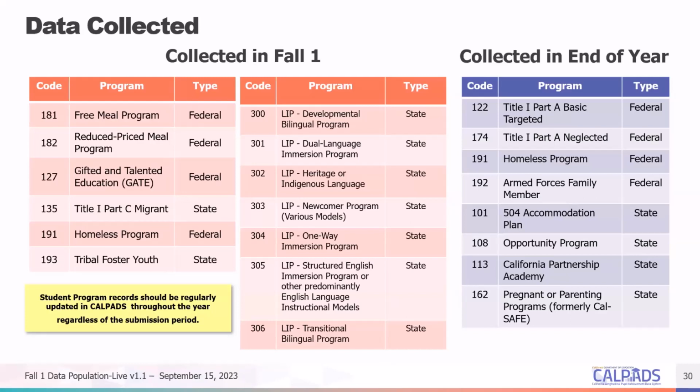Other programs that students may be participating in will not show up until you see them in end of year reports, even if you submit the data now. This includes Title I Part A programs, armed forces, pregnant or parenting, and so on as listed on the slide. You may notice that homeless program using code 191 will appear in both Fall 1 and end of year, meaning this information will be contained in reports in both data collection periods.